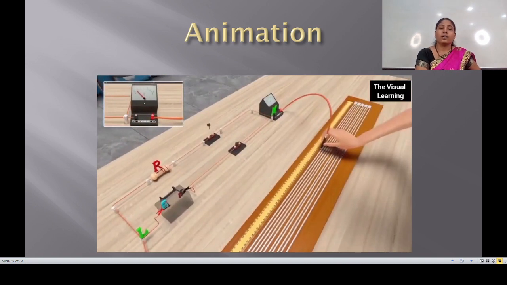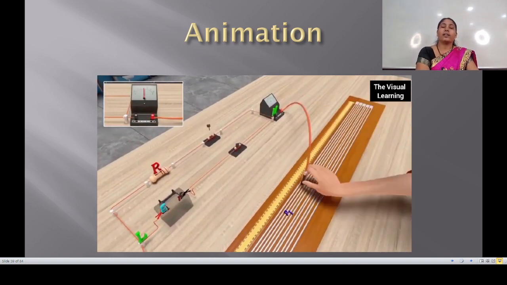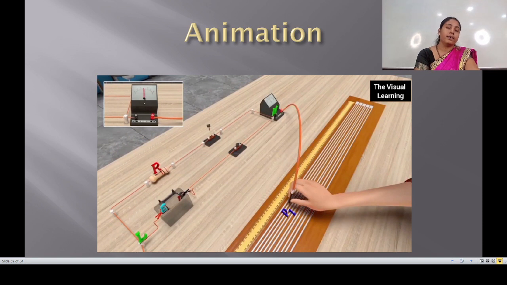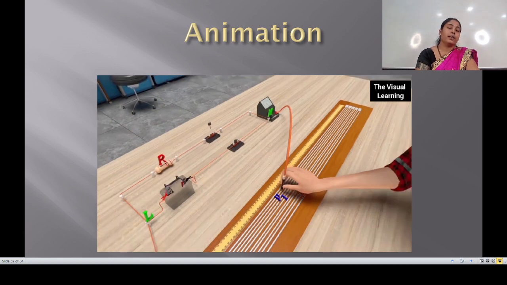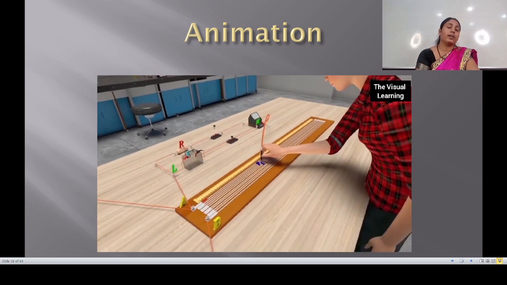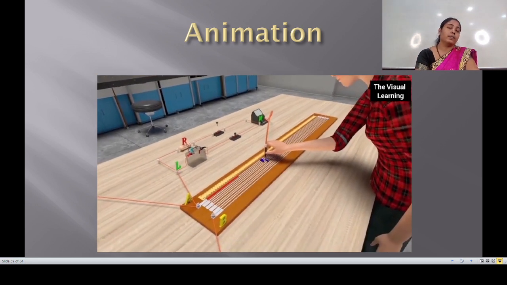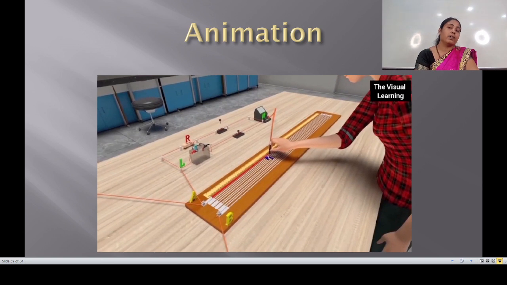The student can take readings at various lengths. By touching the jockey, we can find the reading on the galvanometer. When current flows through the galvanometer, we get different deflections. When I is equal to 0, there is no deflection. With the help of the jockey, we can find the length L1.